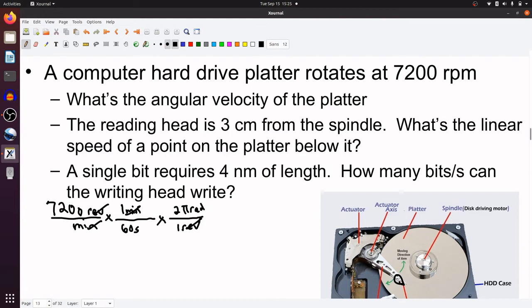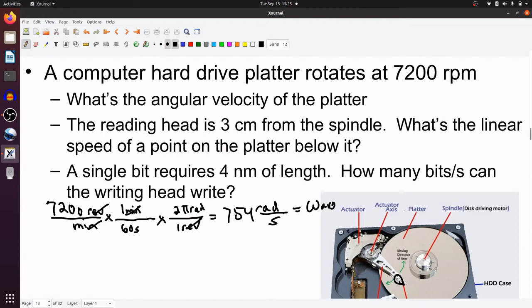So I take 7,200, divide that by 60, multiply that by 2 pi. And I get, we'll just round it, 754 radians a second. All right, so that is our angular velocity. It's actually our average, so I want to write omega average.